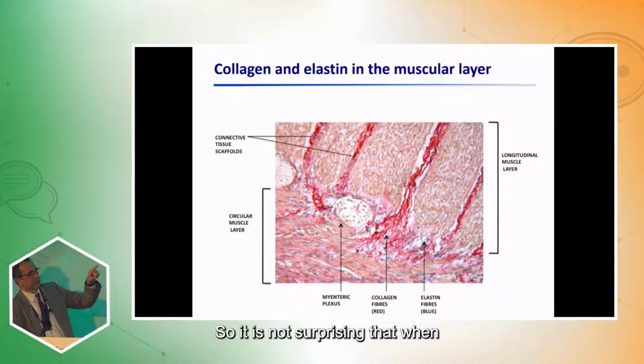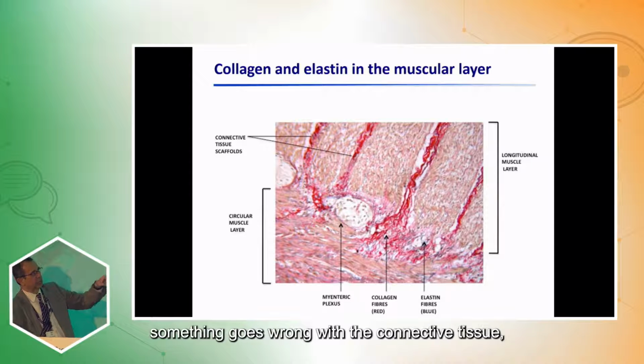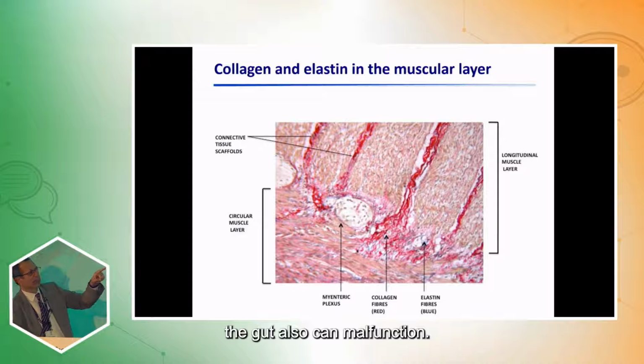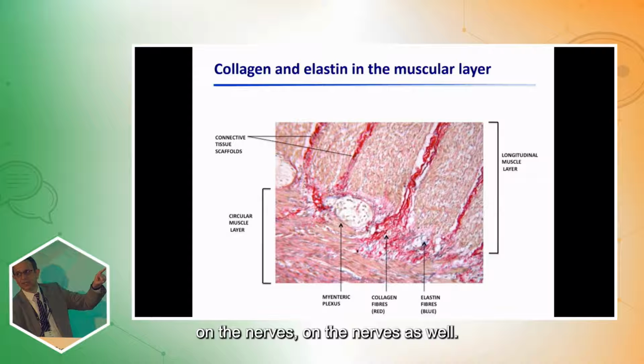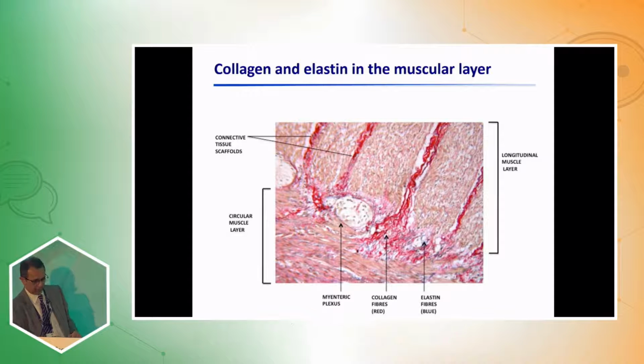So it is not surprising that when something goes wrong with the connective tissue, the gut also can malfunction, because of the effect of the connective tissue on the muscles, but also on the nerves as well.